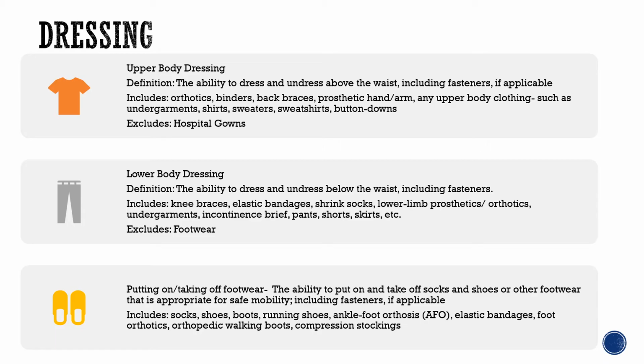Lower body dressing is the ability to dress and undress below the waist, and it includes fasteners here, like buttons, snaps, and zippers. It also includes some non-typical clothing items, like knee braces, elastic bandages, shrink socks, lower limb prosthetics, orthotics, undergarments, incontinence briefs, pants, shorts, skirts, etc. The one thing that it excludes here is footwear.